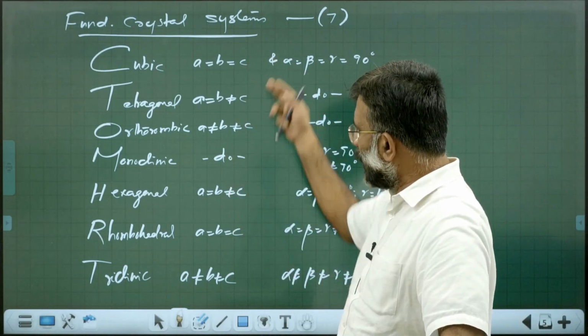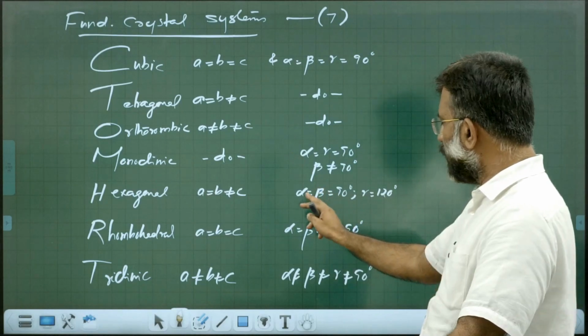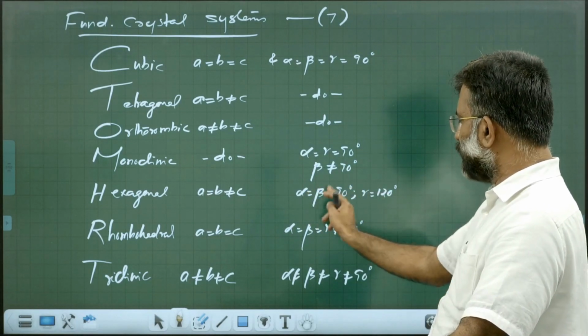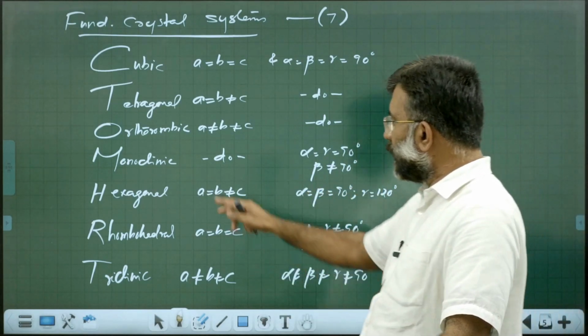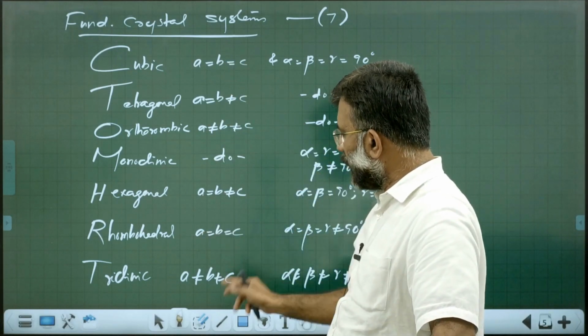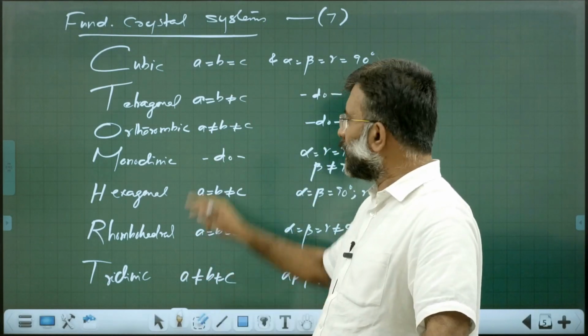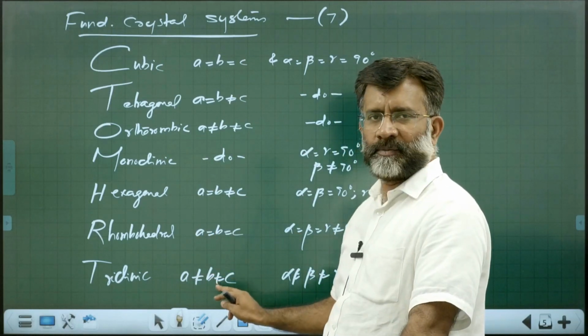Then it is going back. A equal to B not equal to C. Alpha beta, this you need to memorize. Alpha beta 90, gamma 120. Now this you can correlate. And this is most unsymmetric. This is most symmetric. This is most unsymmetric.